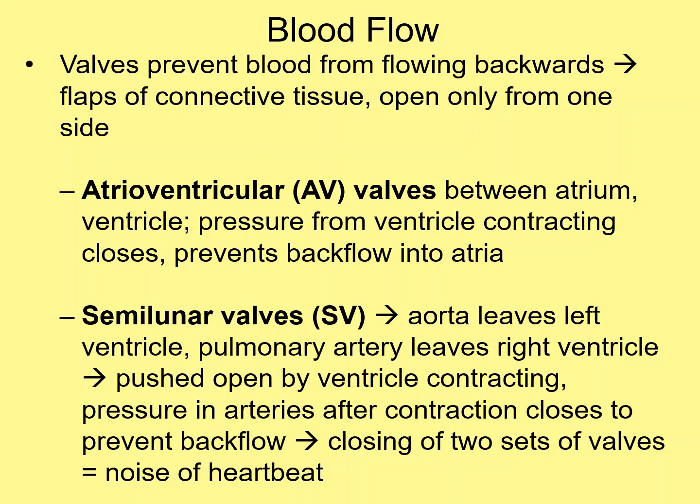these are the valves between basically the boundary of the ventricle and the exit to the heart. So the aorta leaves the left ventricle, so we have a semilunar valve between the ventricle and the aorta. We have another one between the right ventricle and the pulmonary artery. And so again, contraction by the ventricle opens the valve, and then as the ventricle relaxes, then the valve shuts.